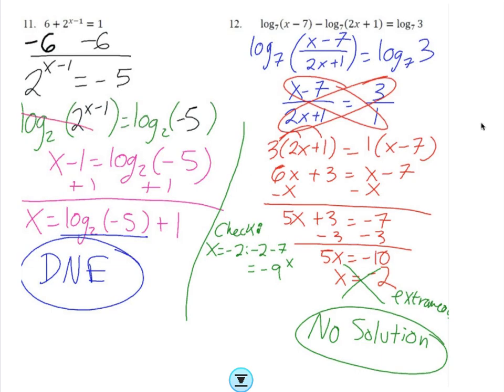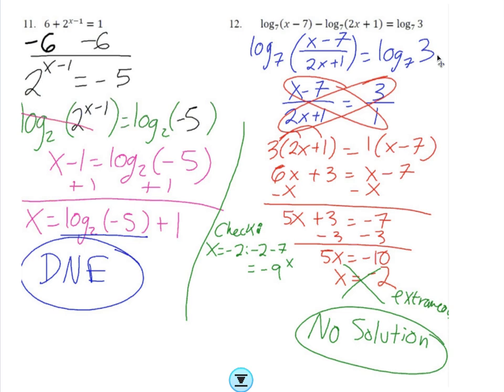All right, and last one here, number 12. What we're going to do here, first of all, this is a logarithmic equation. It is log equals log. You can see that there's no constants. They're all log base 7. So I'm just going to go ahead and condense on the left-hand side. Log base 7 of x minus 7 over 2x plus 1. And now I have log base 7 on each side. I can go ahead and set their arguments equal to each other.